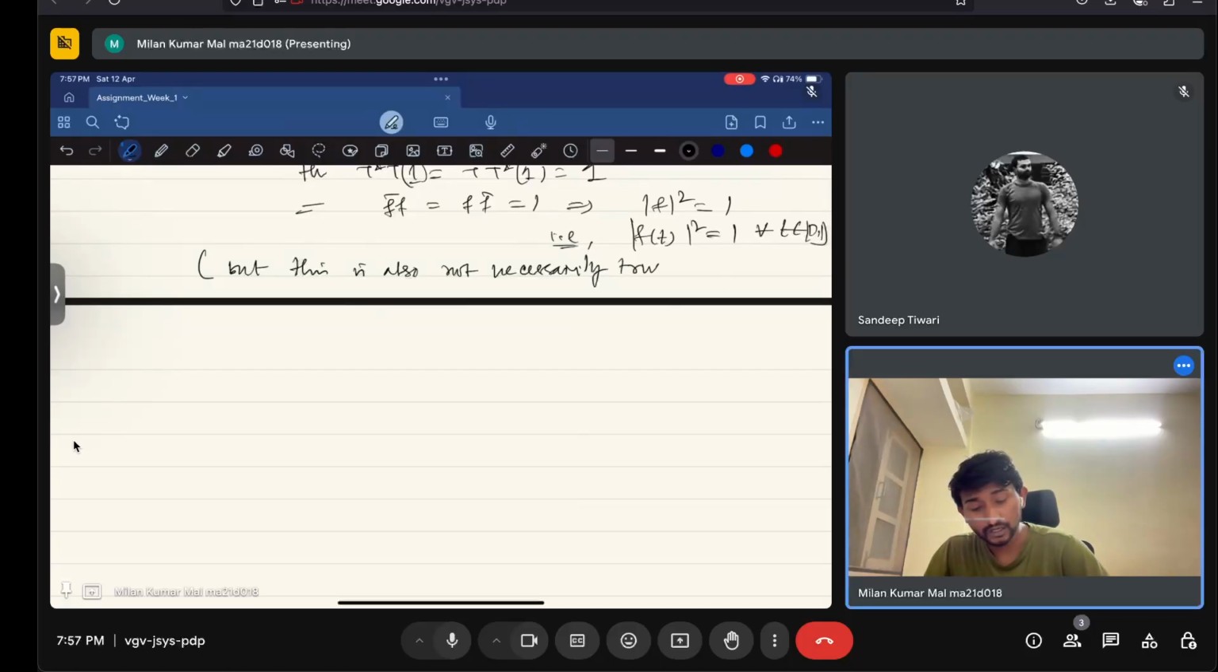Handwriting. True always, for a given f belongs to V. Okay, now I will quickly try to solve a problem which you sent in the picture.